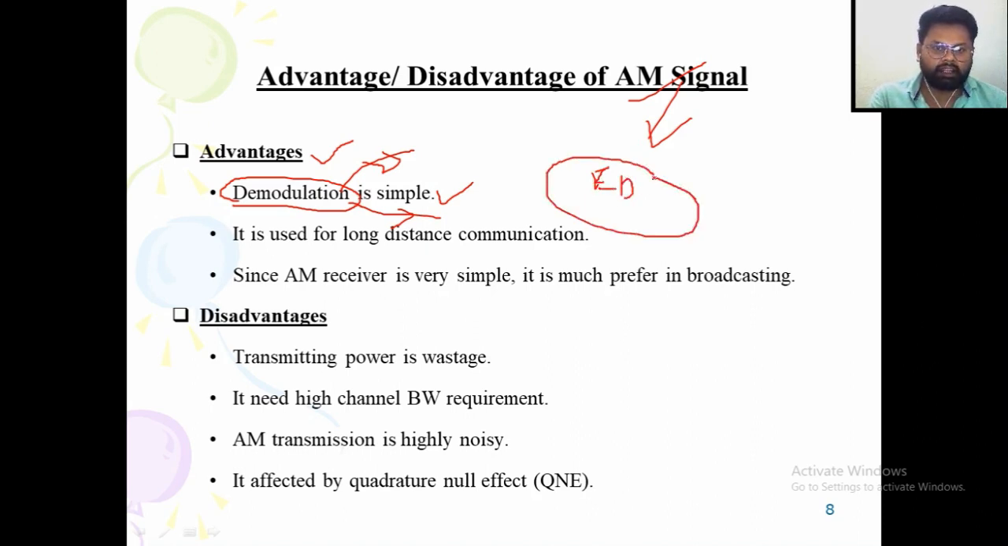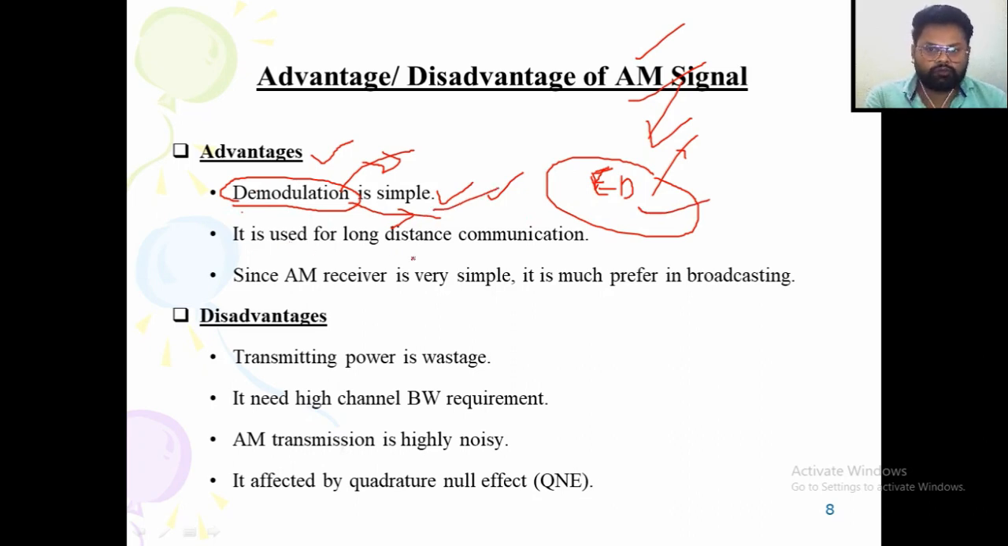It is a very simple technique by which we can demodulate the message signal from the modulated signal, right? The envelope detector is a very simple technique that can be used for AM signals. So it is a very simple method, and demodulation of the AM signal is very simple.